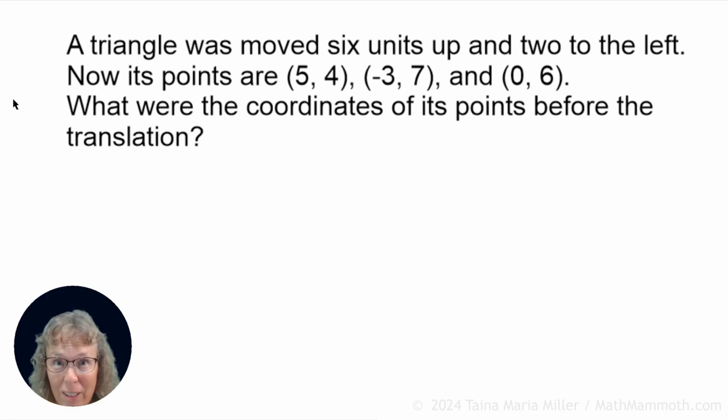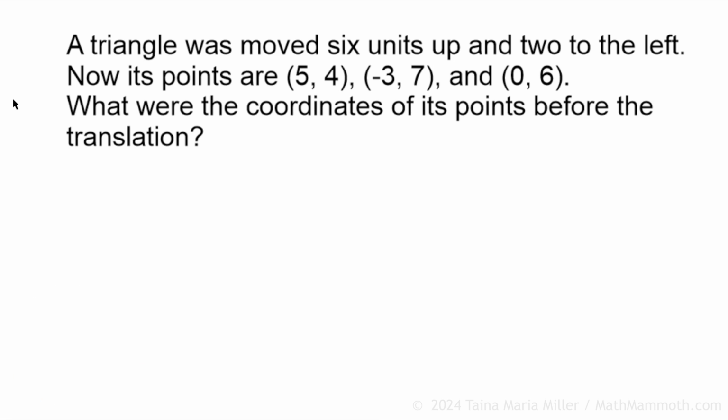We can just calculate. Because when it says 6 units up, and we know the coordinates of the points after that movement, then we can move things 6 units down to go to the original, or subtract 6. And then 2 to the left, that has to do with the x-coordinate movement. So therefore, we will move it back 2 to the right, or add 2 to the x-coordinates, and subtract 6 from the y-coordinates. Then we will get the original points.